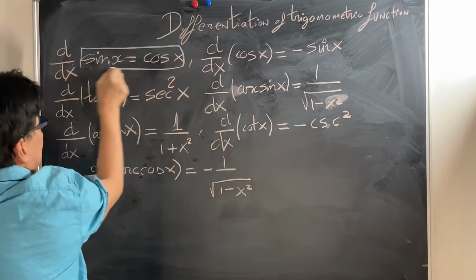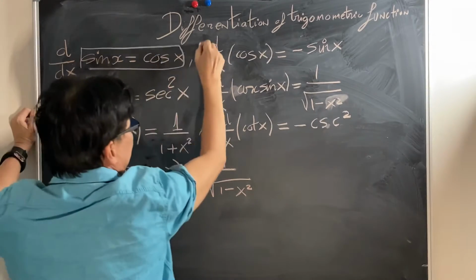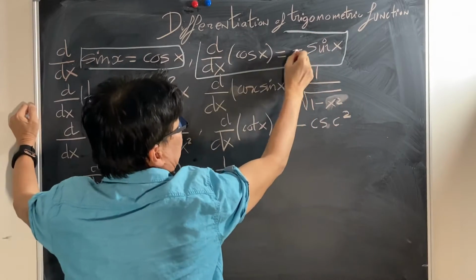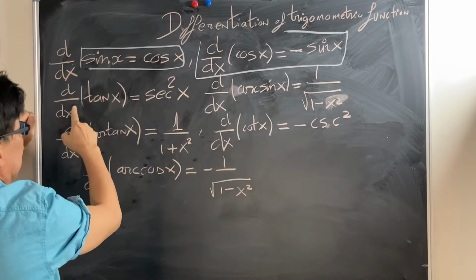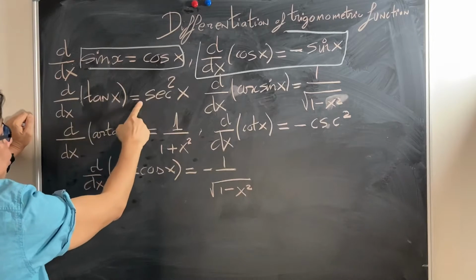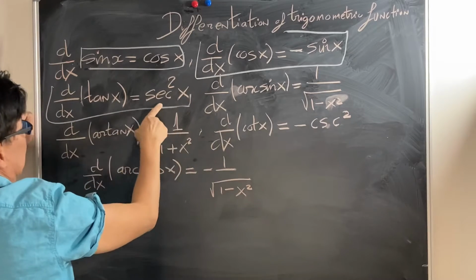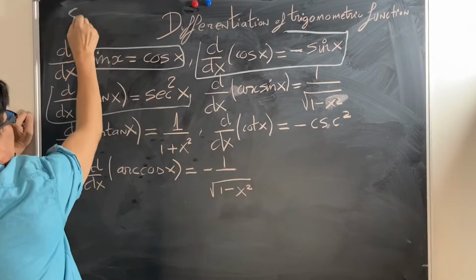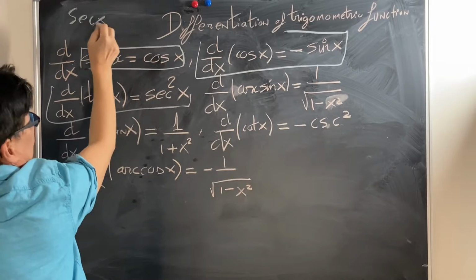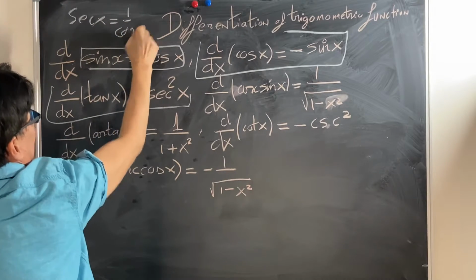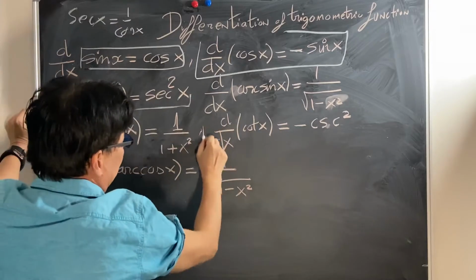Derivative of cosine x is sine x, but with minus sign in front. Derivative of tangent x equals secant square x. Remember secant x equals 1 over cosine.